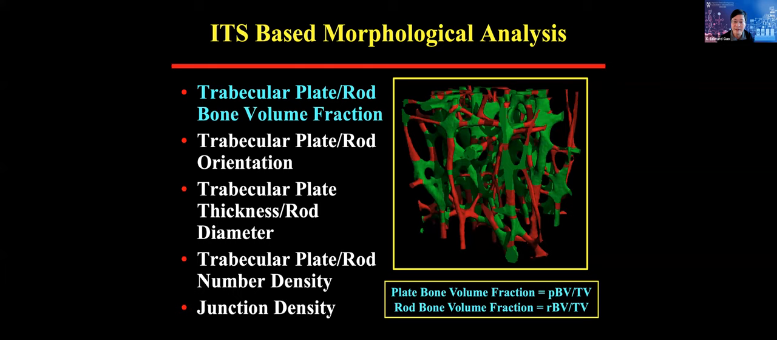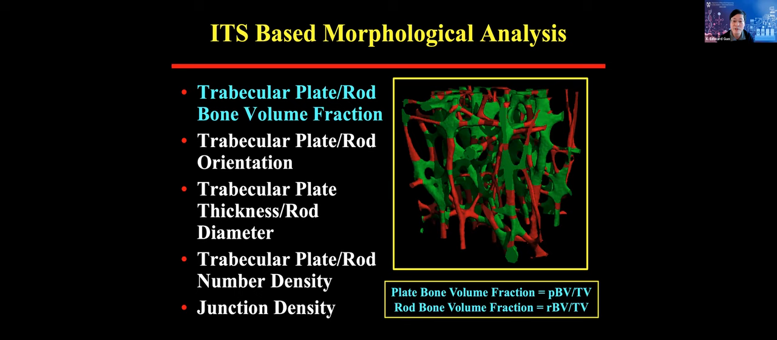For example, we separate them into the green showing in the picture on the right, that's plate, and the red showing in the picture on the right is rod. So therefore we can count how many plates are in the bone. It's called plate bone volume fraction. Bone volume fraction is essentially bone volume divided by total volume. If it's plate, we put a P in front of it. If it's a rod, we put an R in front of it. So that's a new description of how much plate is in there, how much rod is in there.